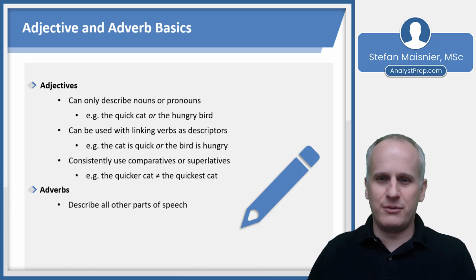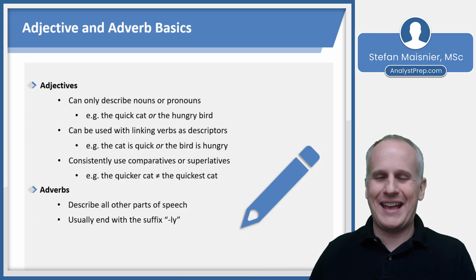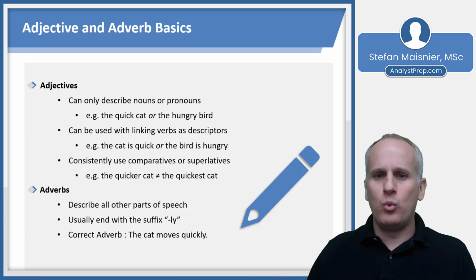Now, an adverb, however, for the purposes of this exam, and it is a little bit of an oversimplification, is just going to describe all other parts of speech. So it's just not going to describe nouns or pronouns. So adverbs are generally going to end with the suffix ly. So we'll use the word or the adjective quick as our exemplar here. So the correct adverb would create a sentence such as the cat moves quickly. So the cat moves quickly is proper because quickly is describing how the cat moves, no longer the cat itself. So quickly describes the verb of moves, and therefore we need that adverb instead of an adjective.